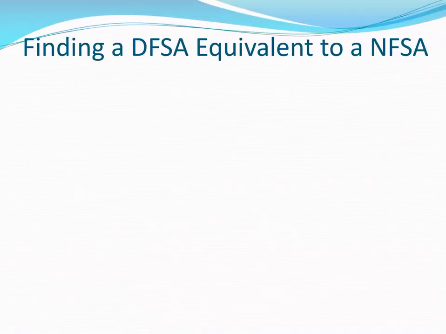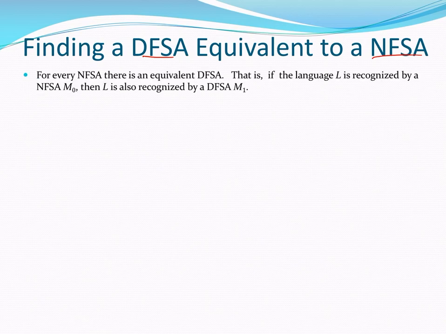We're in Rosen, Discrete Mathematics and its Applications, section 13.3, talking about finite state automata. We've discussed deterministic finite state automata and non-deterministic finite state automata, DFSAs and NFSAs. And we show here that if we have an NFSA, we can always find a DFSA equivalent to it. That is, one that can recognize the same language as the NFSA.